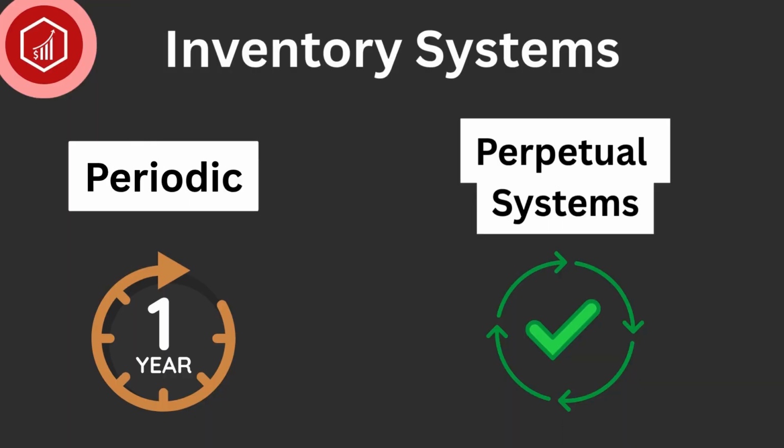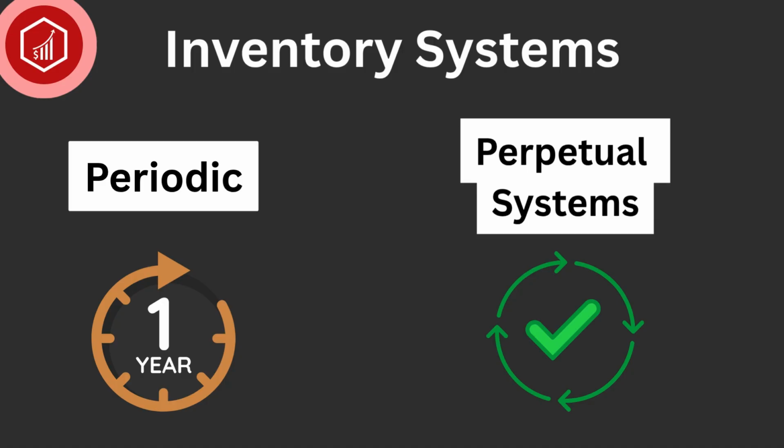Another dimension is when you update your inventory records. We distinguish here between two main methods, the periodic and the perpetual system. In a periodic system, you don't keep continuous records. Instead, you do a physical count at the end of the period and compute cost of goods sold as beginning inventory, plus purchases, minus ending inventory. This is simpler but gives you no day-to-day information.